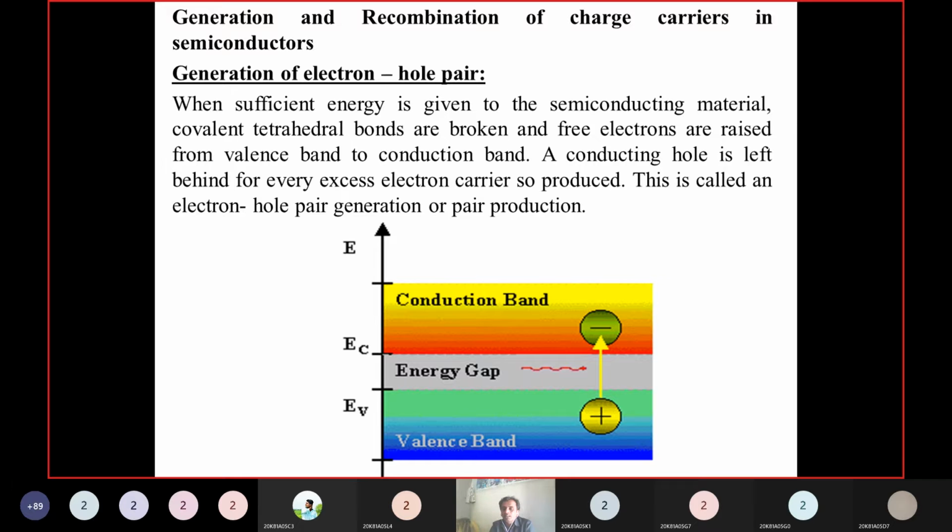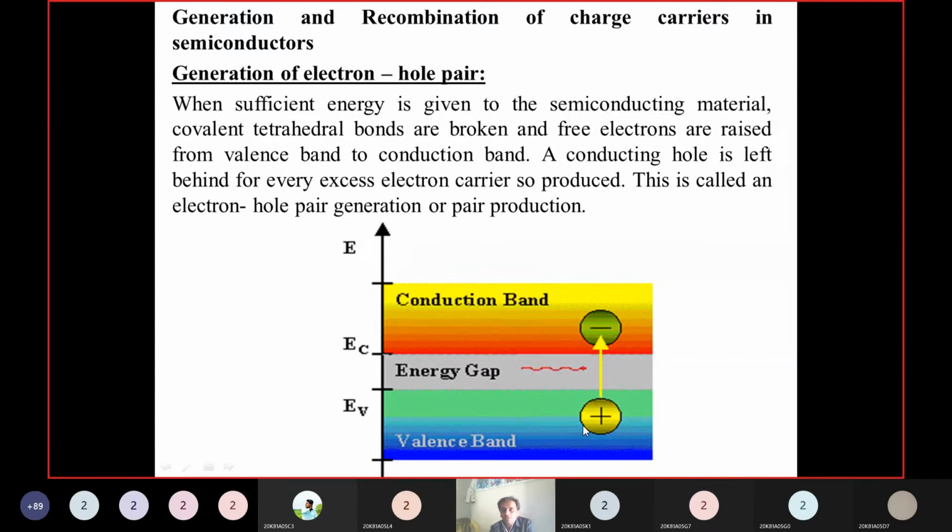So if you want to break that bonding, we need a particular energy. If you supply the required energy, these covalent bonds will break, and the electron goes from the valence band to the conduction band.